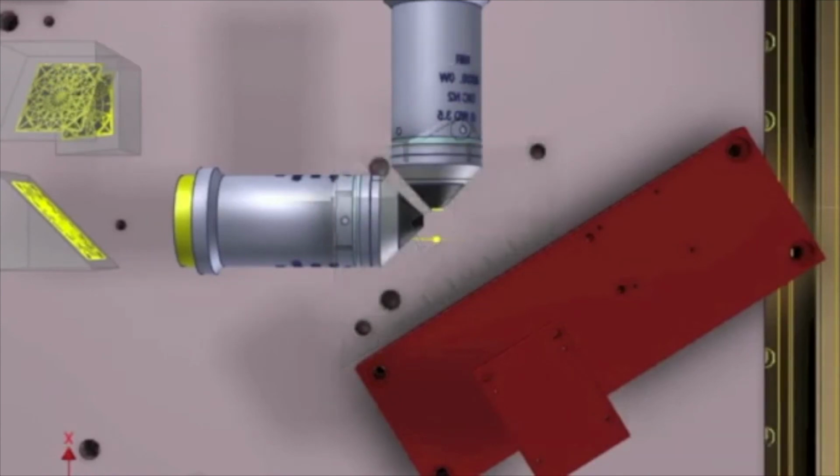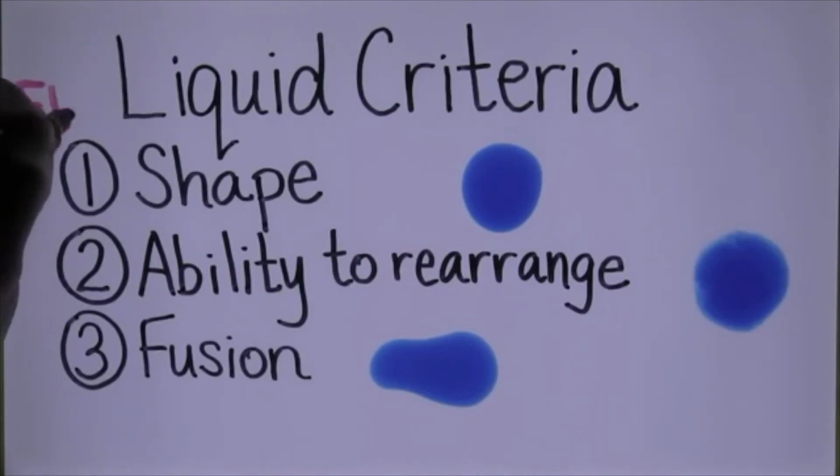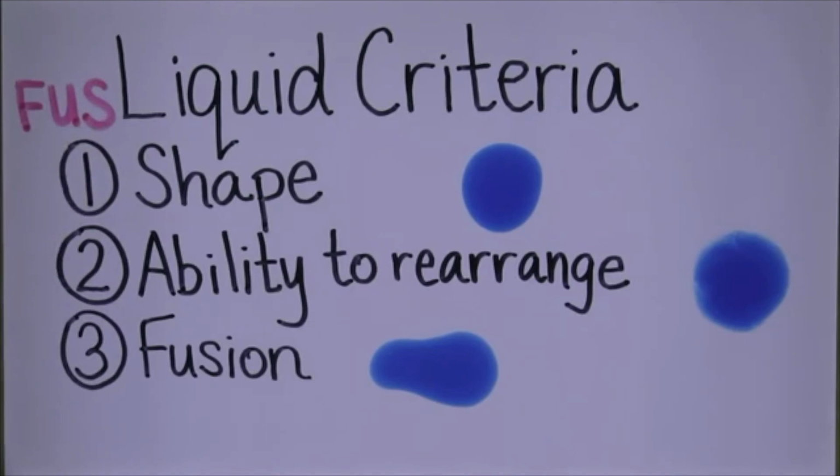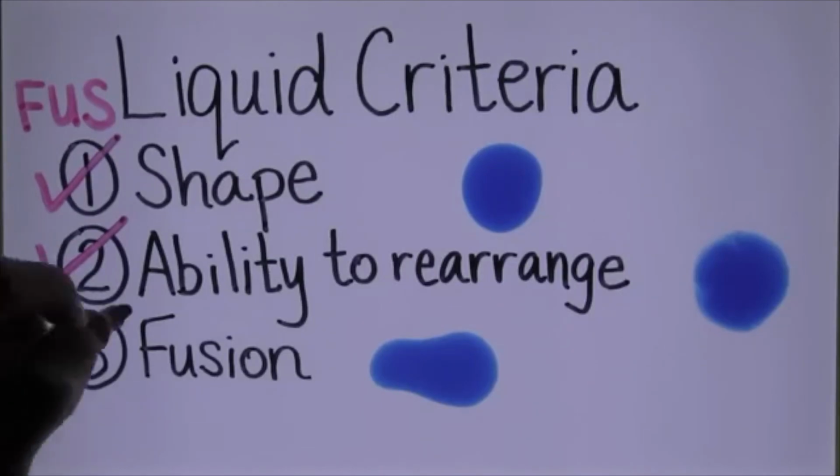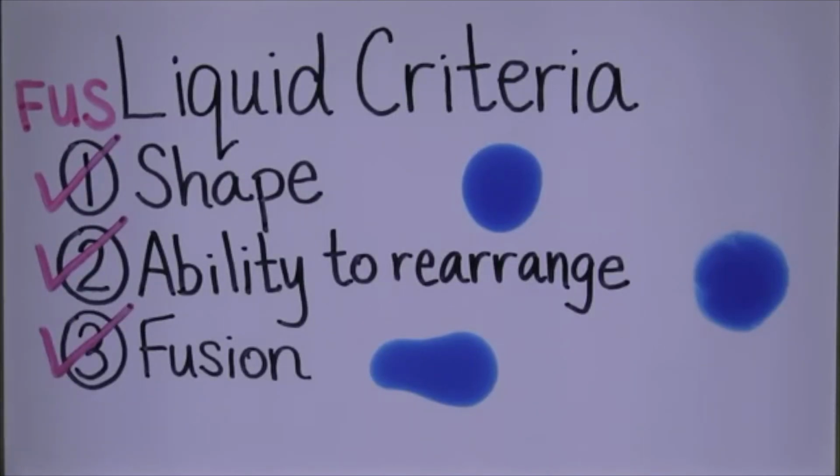We found that both FUS compartments in the cell and those formed in the test tube do meet these criteria. FUS droplets are spherical, and molecules move around within these droplets. We also see FUS droplets fuse, so it was clear to us that FUS normally behaves like a liquid.